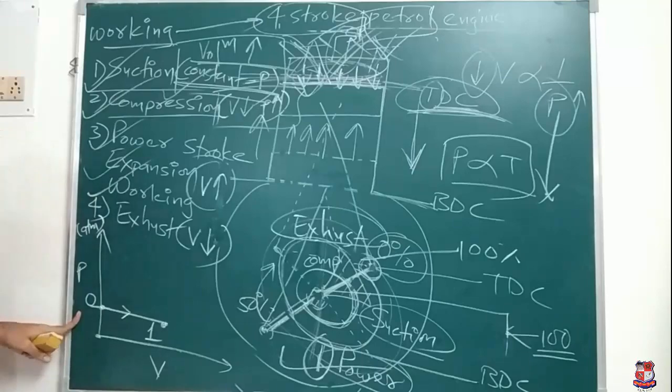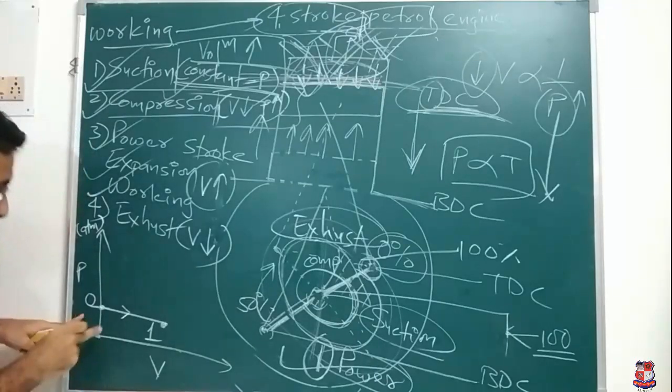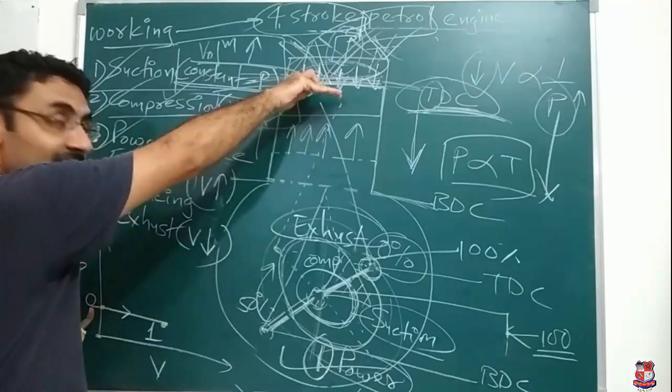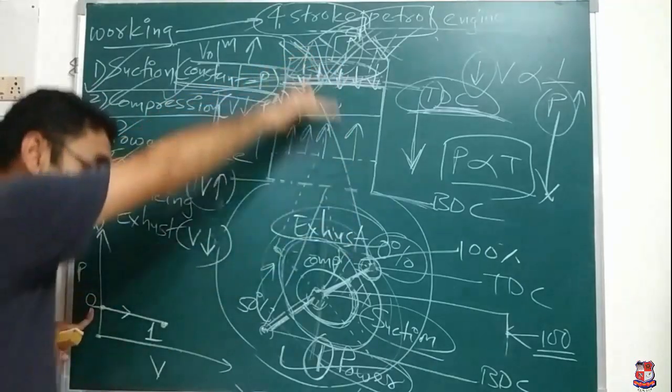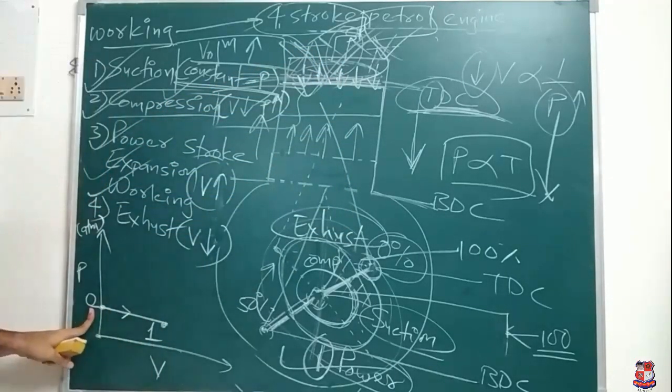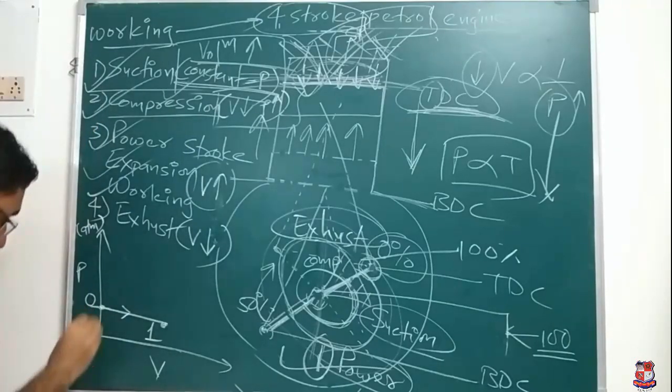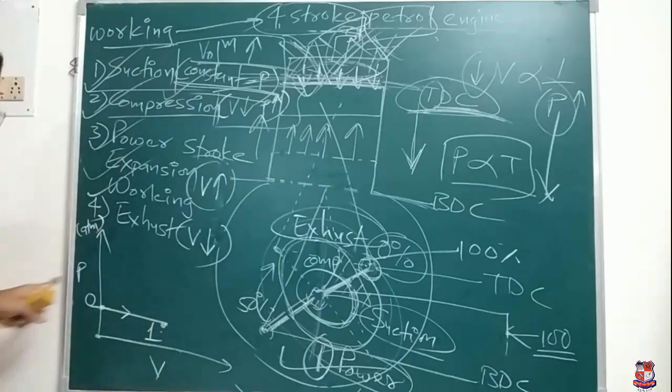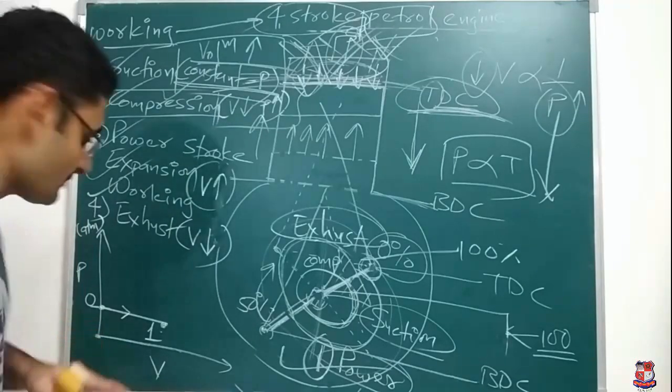Which stroke? Suction stroke. Why suction stroke? Because in the suction stroke, when the piston is on TDC and moves from TDC to BDC, volume is increasing, but pressure is not changing. Pressure remains constant. So 0 to 1 is known as a constant pressure process, but the name of the stroke is the suction stroke. Clear about the suction stroke?